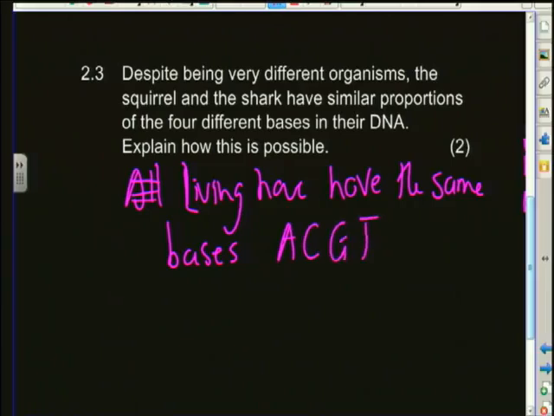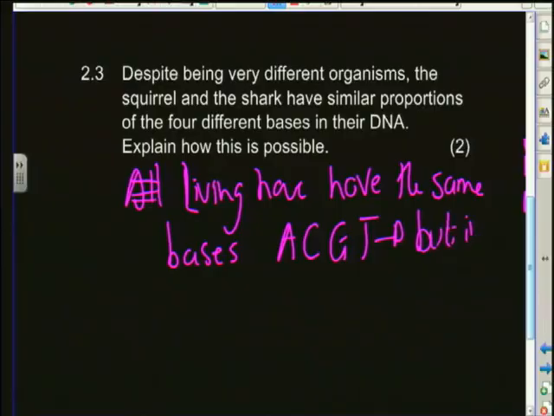All right? So despite being very different, explain how, even though they have the same bases in similar proportions, how are they different? They have the same bases, but what do they have? It's very simple. But in different sequences.